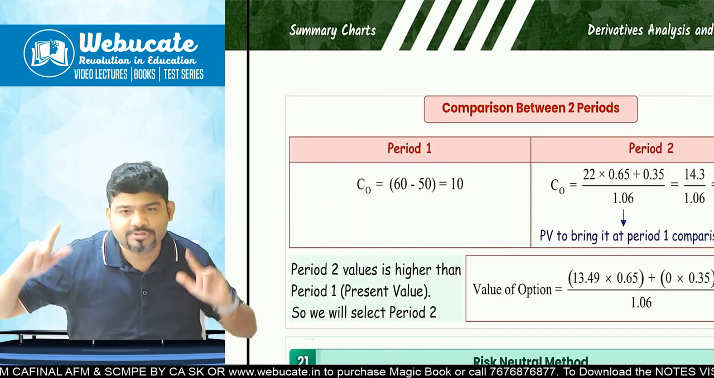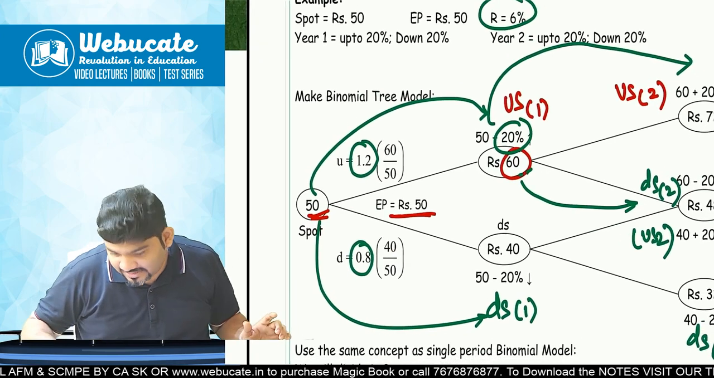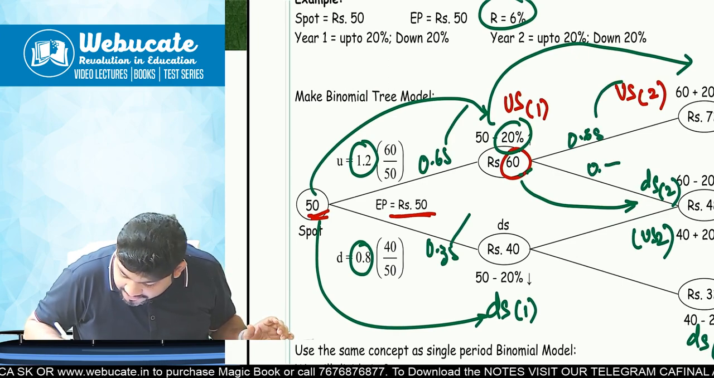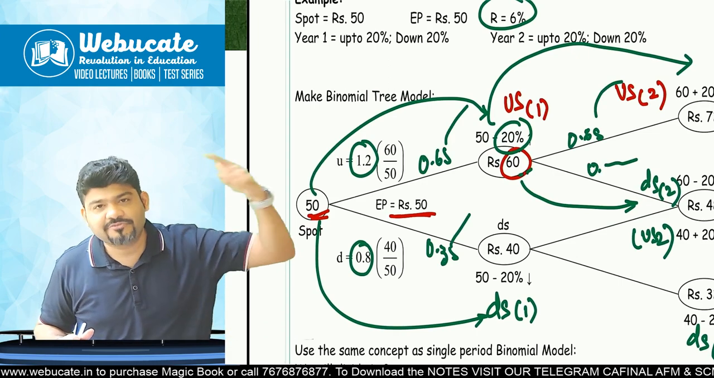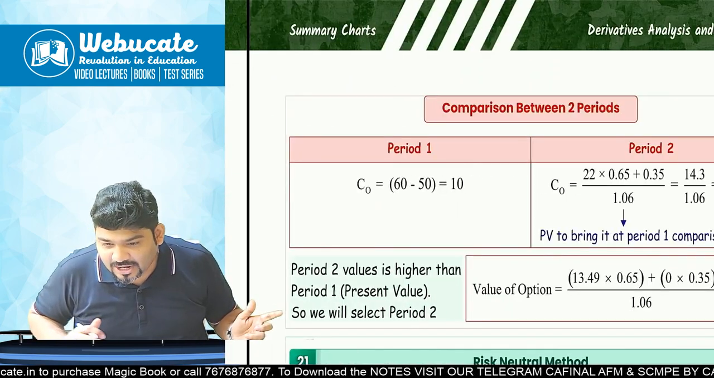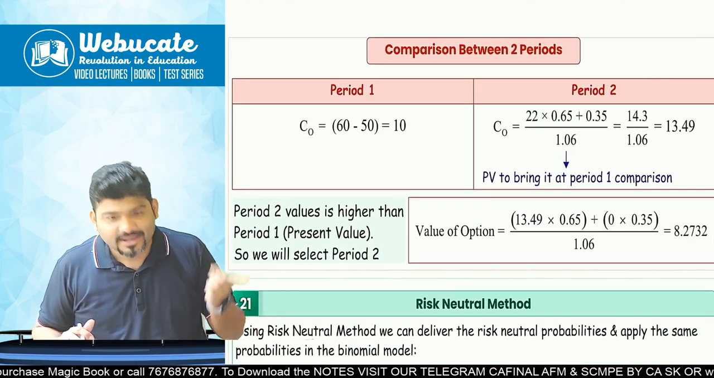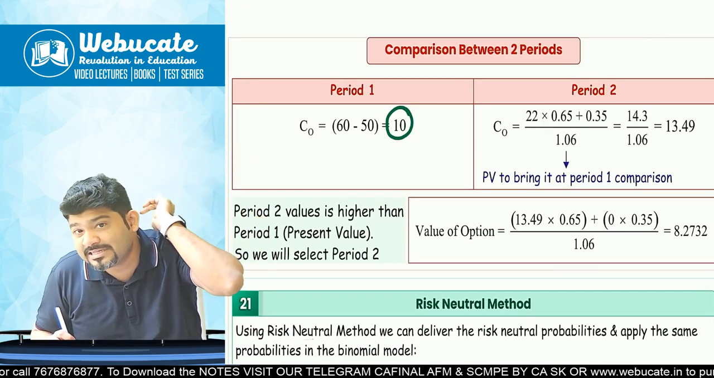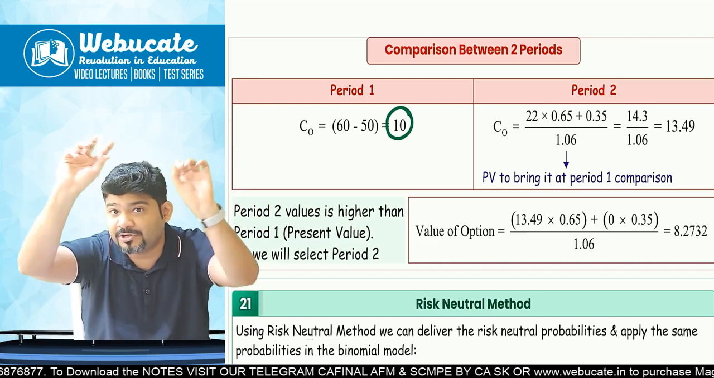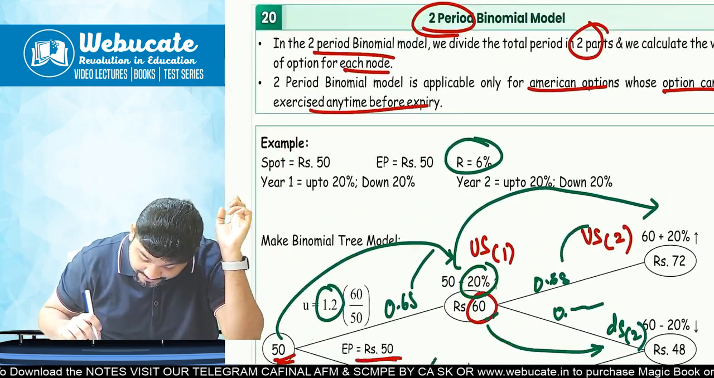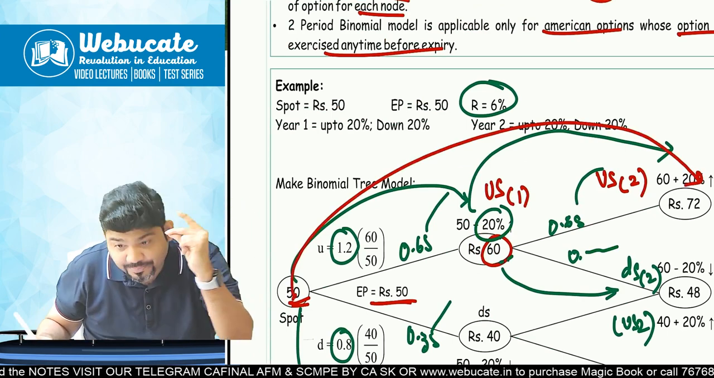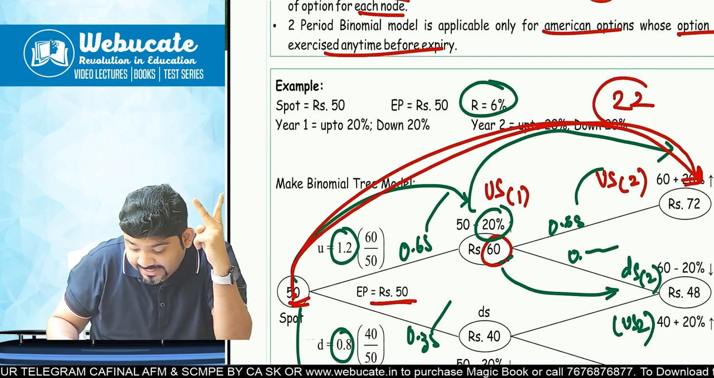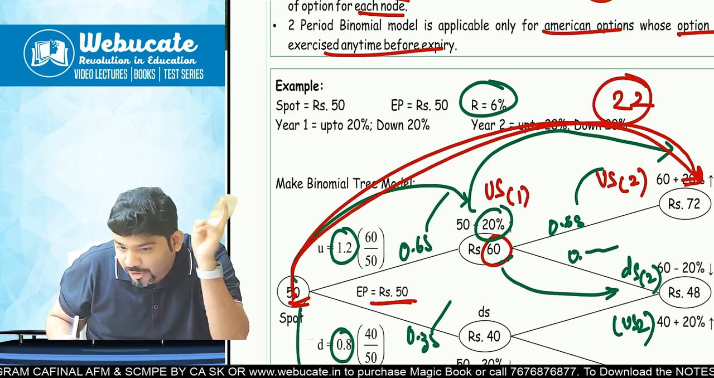Done. Now the whole sum's probabilities we know: 0.65, 0.35, 0.65, 0.35. So, probability of going up is 0.65. Now comes the main comparison. In period 1, we are going to get 10 rupees profit, correct? Because 50 rupees has gone up to 60 rupees. But in case of period 2, pay attention. Can I say from 50, it has gone up to 72? So, 22 rupees profit it is making. What is the probability? 0.65.